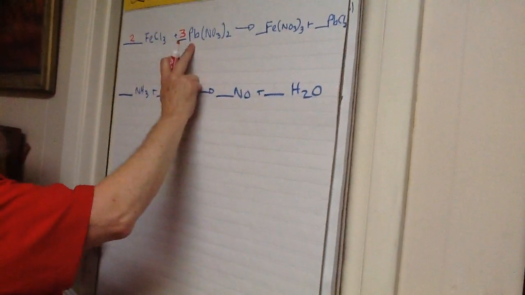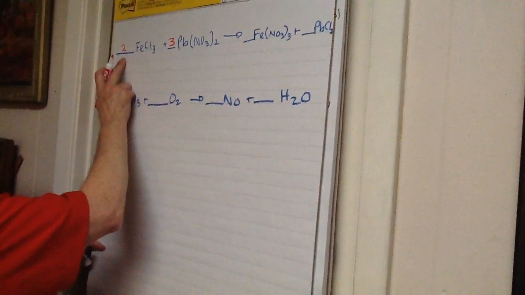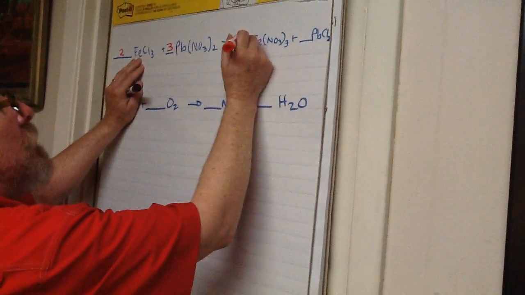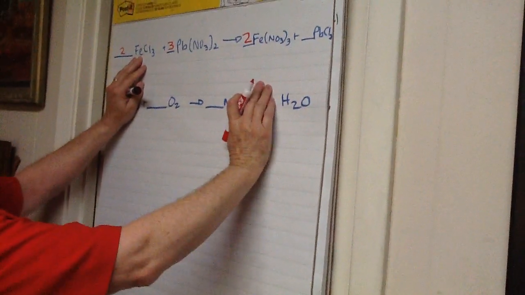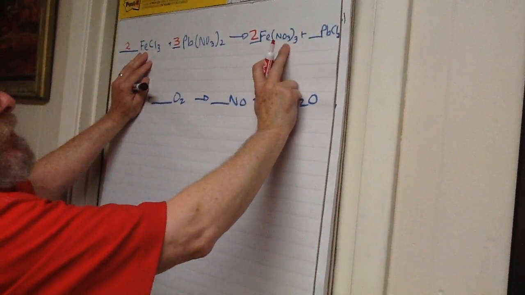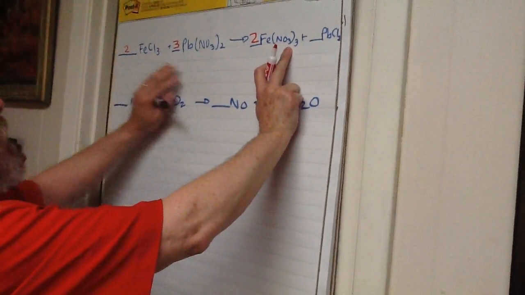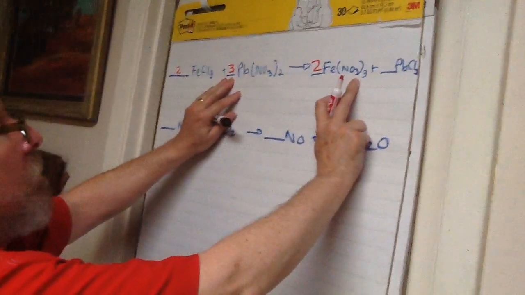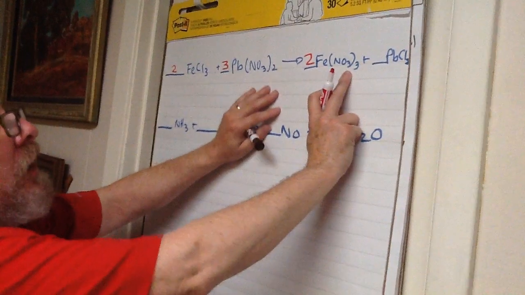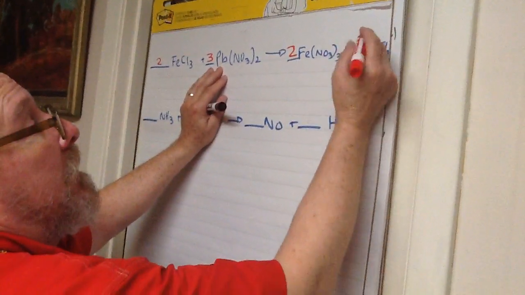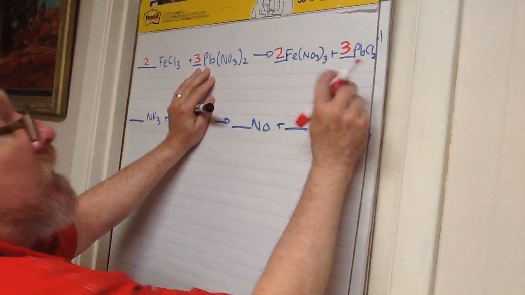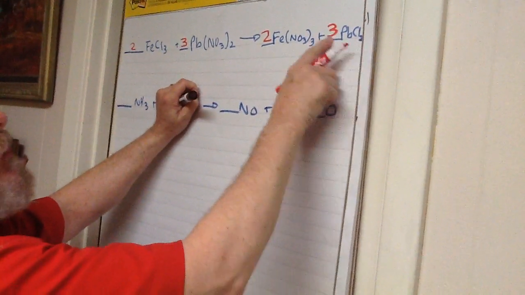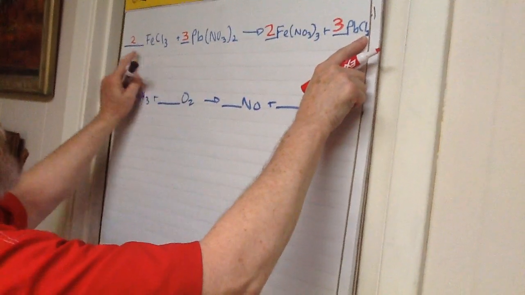So I'm going to take 3 of the +2s and 2 of the +3s and see what I turn out. Well, I had 2 irons here, so let me put 2 irons there. And each one of those has 3 nitrates. Each one of these had 2 nitrates, but there were 3 total. And now I'm going to have 3 leads and 6 chlorides, because it's PbCl2, so that would be 6 chloride ions total.